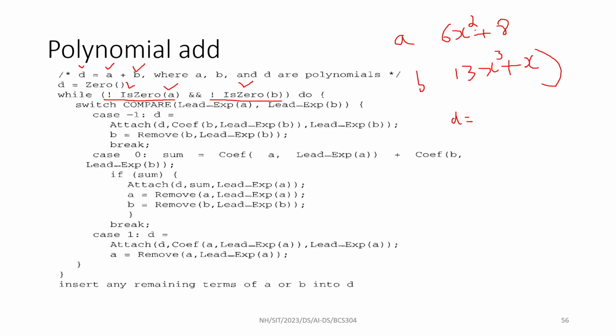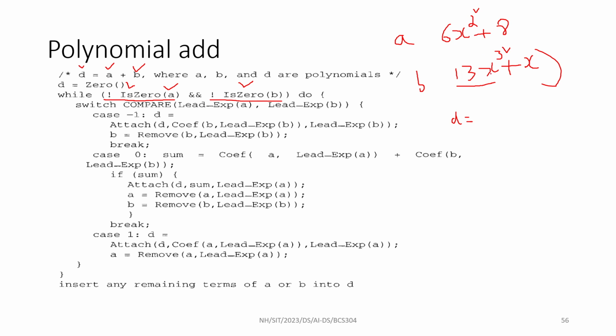Compare the leading term of the first one and the leading term of the second one. The leading term of A is 2 and the leading term of B is 3. When compared, the answer possibilities are of three types: it can be 0, it can be higher, or it can be lower. In case the comparison of the leading term of A and the leading term of B returns -1, that means B has the higher term than A. That means only the B term you have to attach.